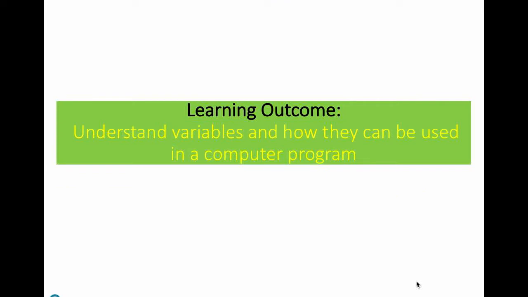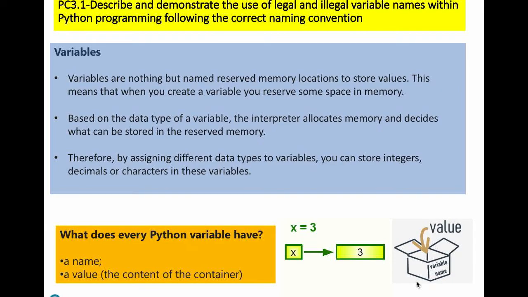So let's get straight to the learning outcome: understand variables and how they can be used in a computer program. Starting off with 3.1, what is a variable? Variables are nothing but a named reserved memory location to store values.